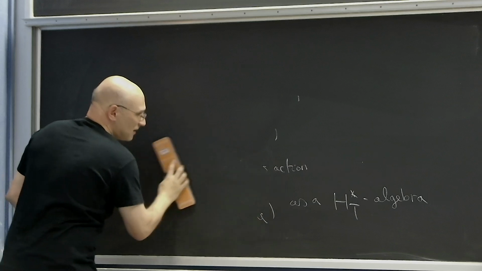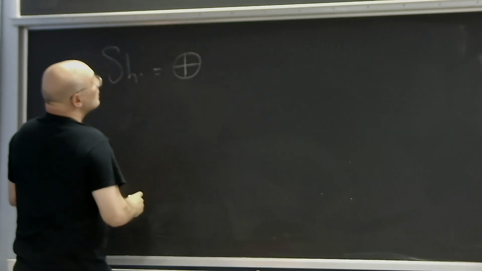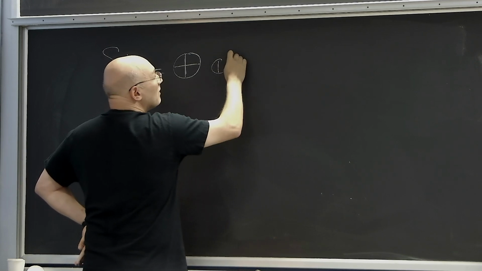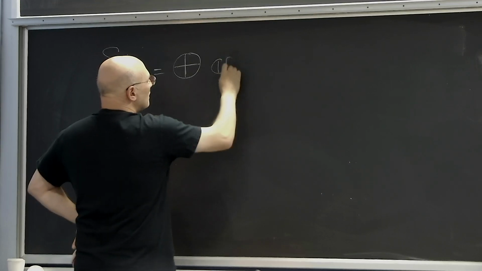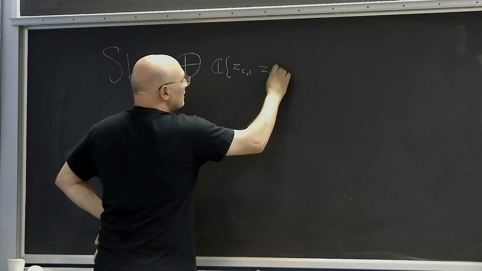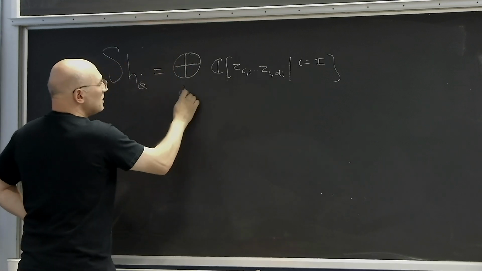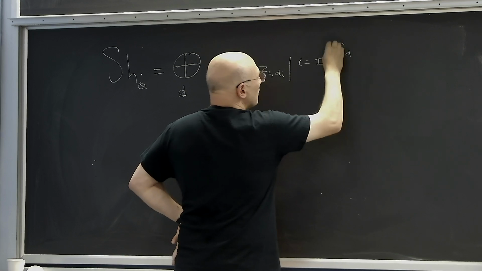So the big shuffle algebra is given as a vector space. This is a direct sum. Let me see if I can remember. So it's the space of symmetric polynomials in variables z_{i,1}, ..., z_{i,d_i}. You have a bunch of variables, i in I, and this is the sum over all d. And then you take the invariant under the product of the symmetric groups.